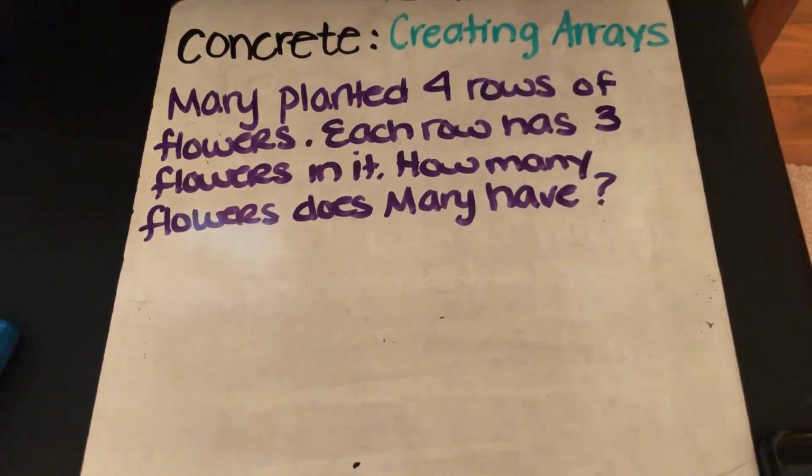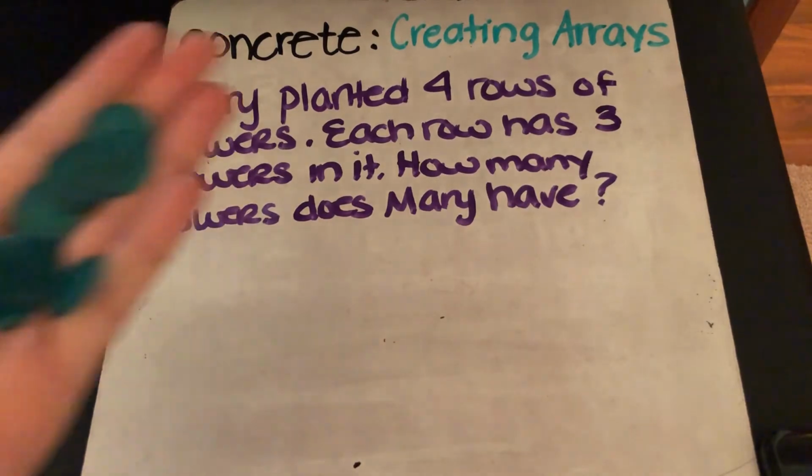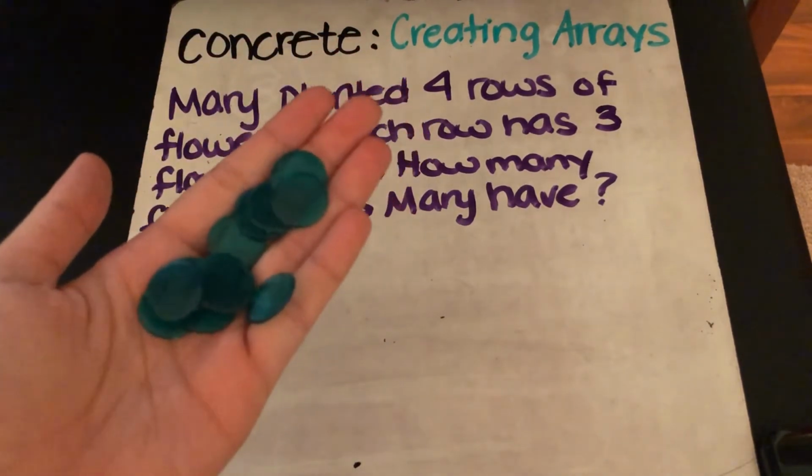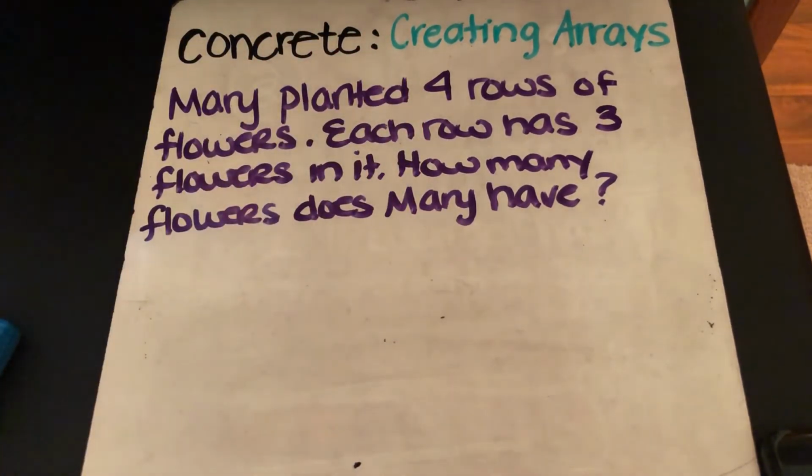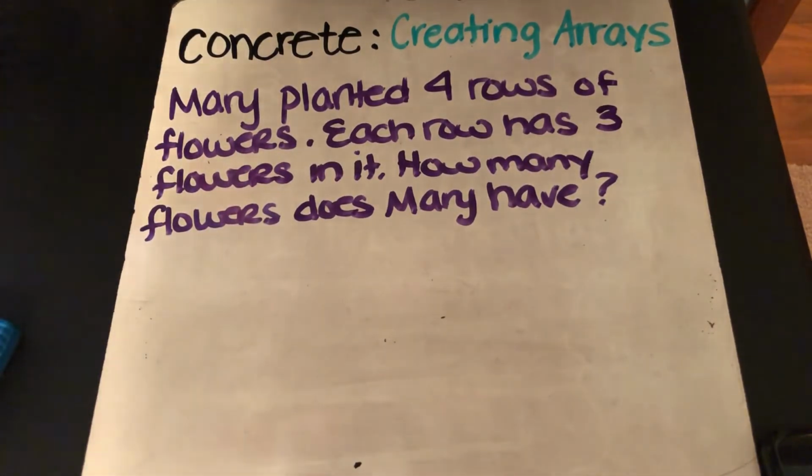Alright, so we're going to go ahead and get started and do the first part of the CRA model, which is concrete. So what concrete means is that we're going to actually use physical objects to represent this problem. So let's go ahead and read our problem. Mary planted 4 rows of flowers. Each row has 3 flowers in it. How many flowers does Mary have?